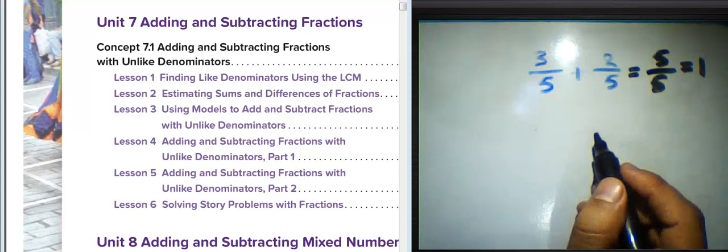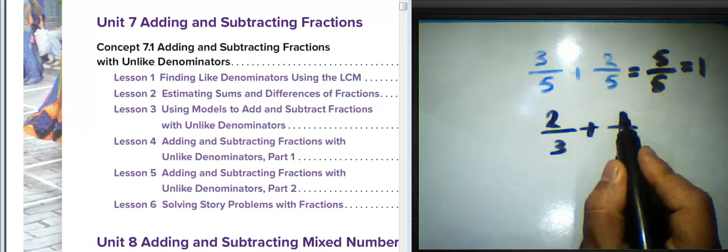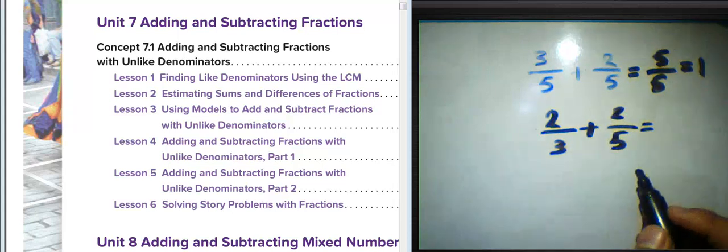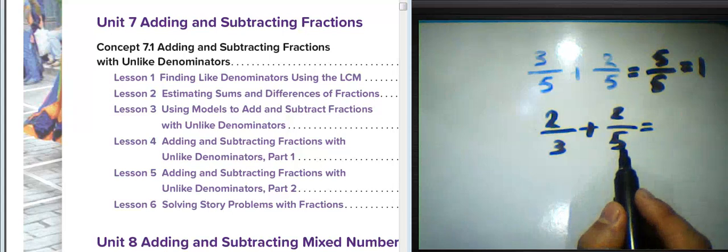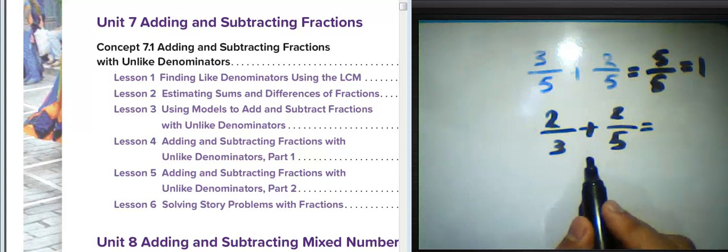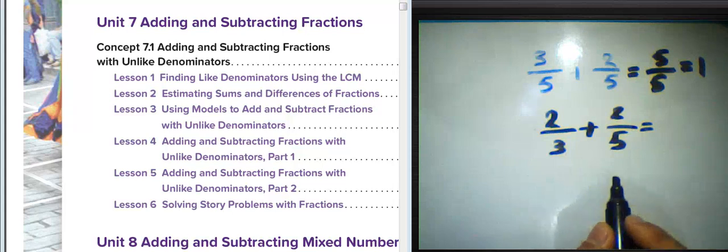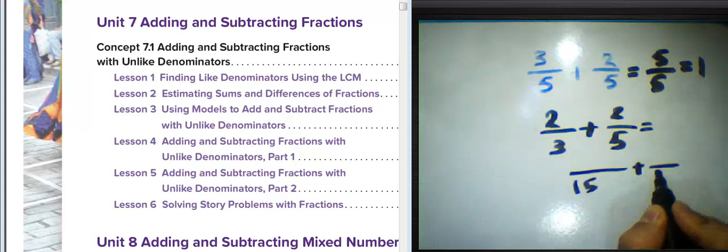And what about the least common multiple, such as 2 over 3 plus 2 over 5. We can find the least common multiple of 3 and 5. It will be 15, because 5 can't be divided by 3, so we can find the least common multiple between 5 and 3 by multiplying them, because we have two prime numbers. Okay, so we write here 15.